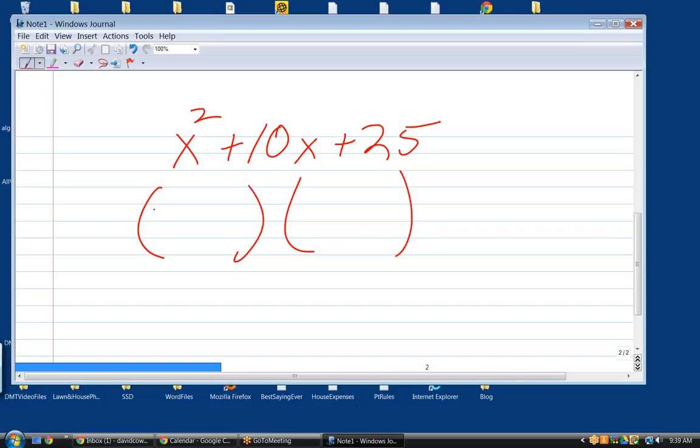Put x in each parenthesis. And put a plus in each of them. And then find factors of 25 that add to 10. What are those? 5 and 5. Recognize that as a perfect square number.